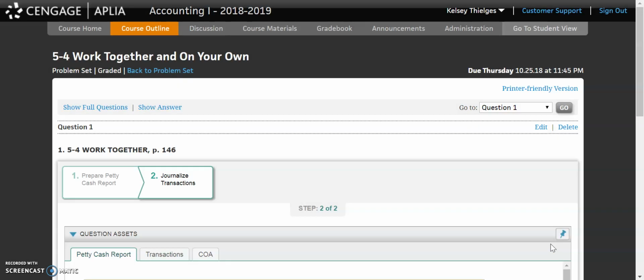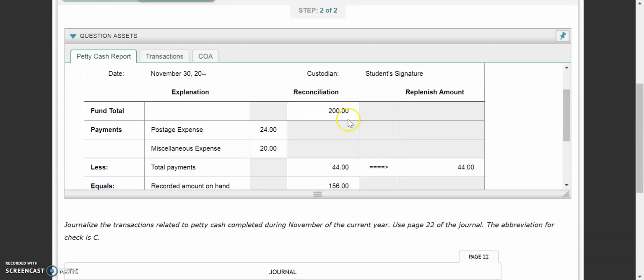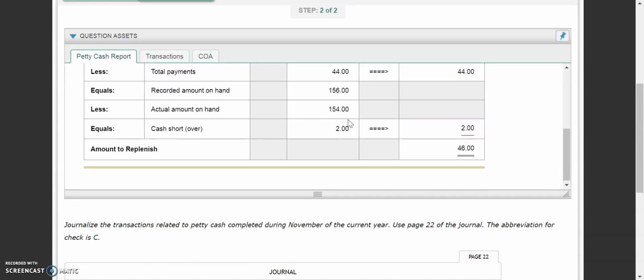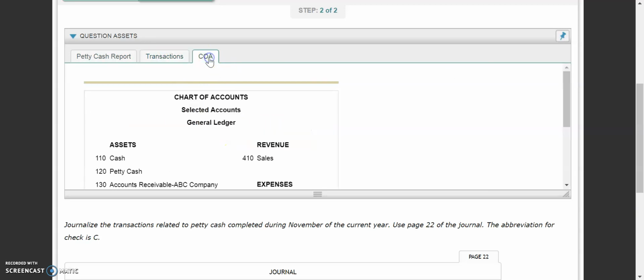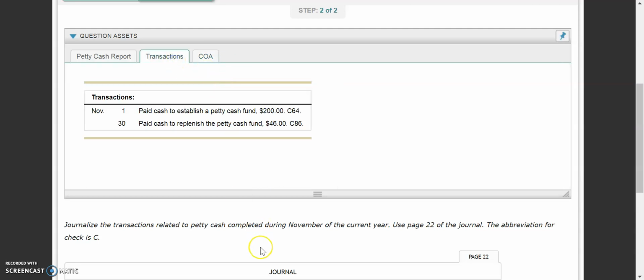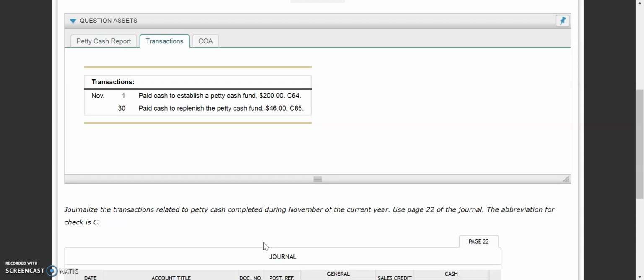Step 2 is just making sure that we record our transactions for the petty cash fund. So here they have our petty cash report completed for us to see, and then we also have our transactions and our chart of accounts in case we need to reference that for any reason. So it says we're going to journalize the transactions related to petty cash completed during November of the current year. We're going to use page 22 of our journal, and the abbreviation for check is C.